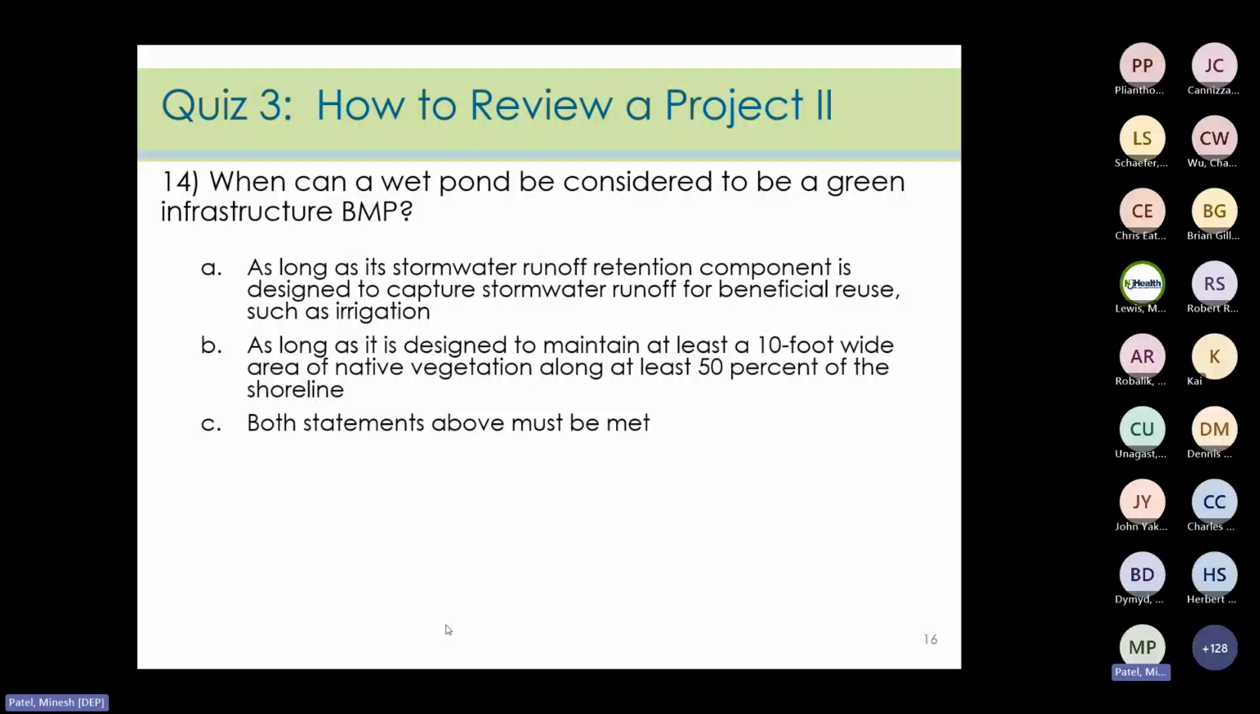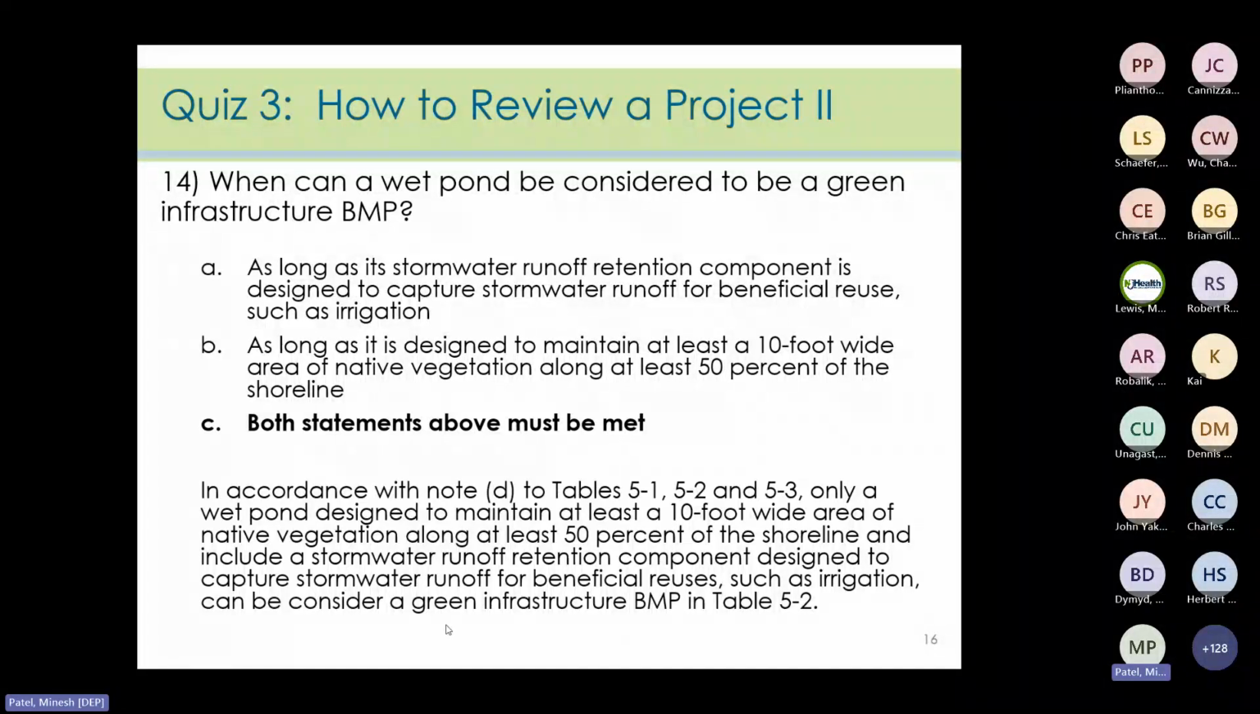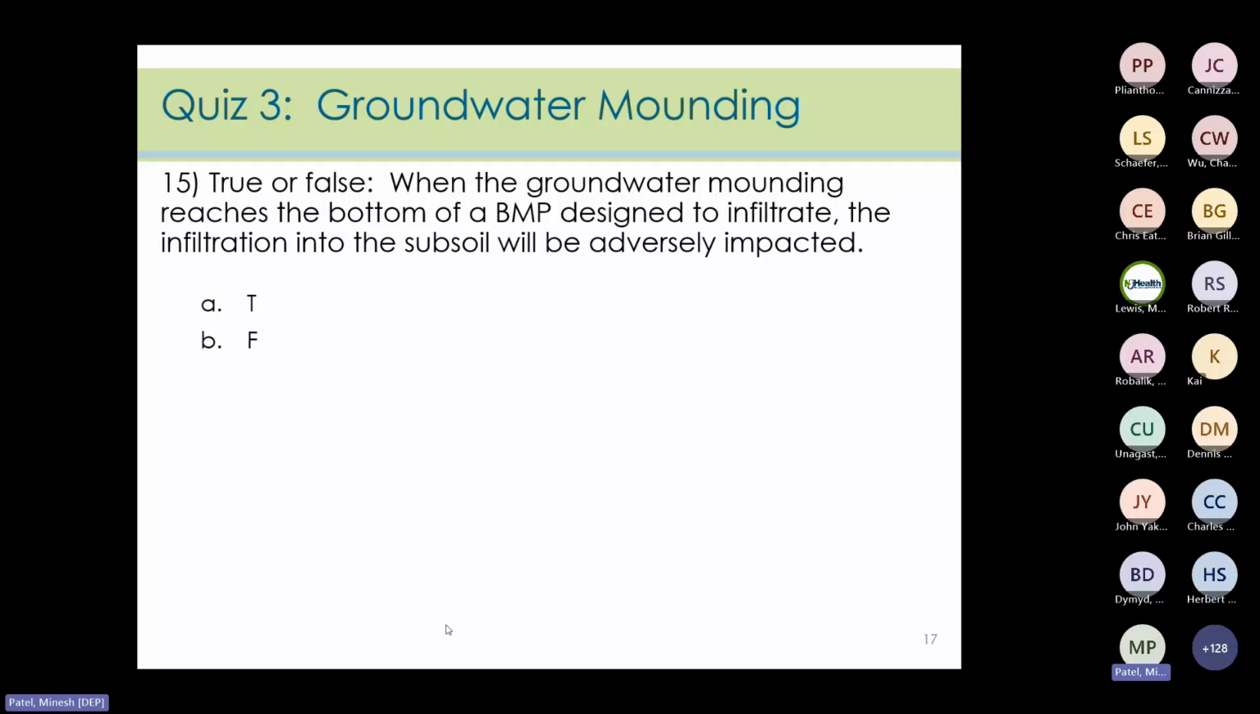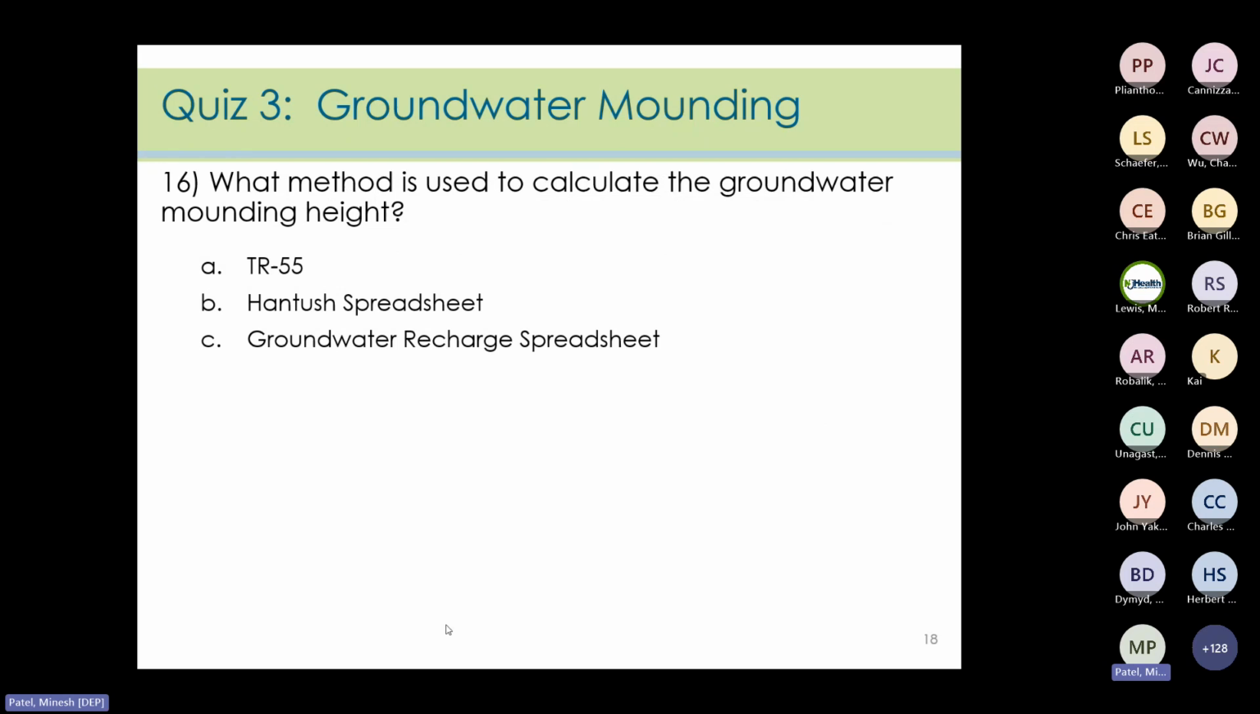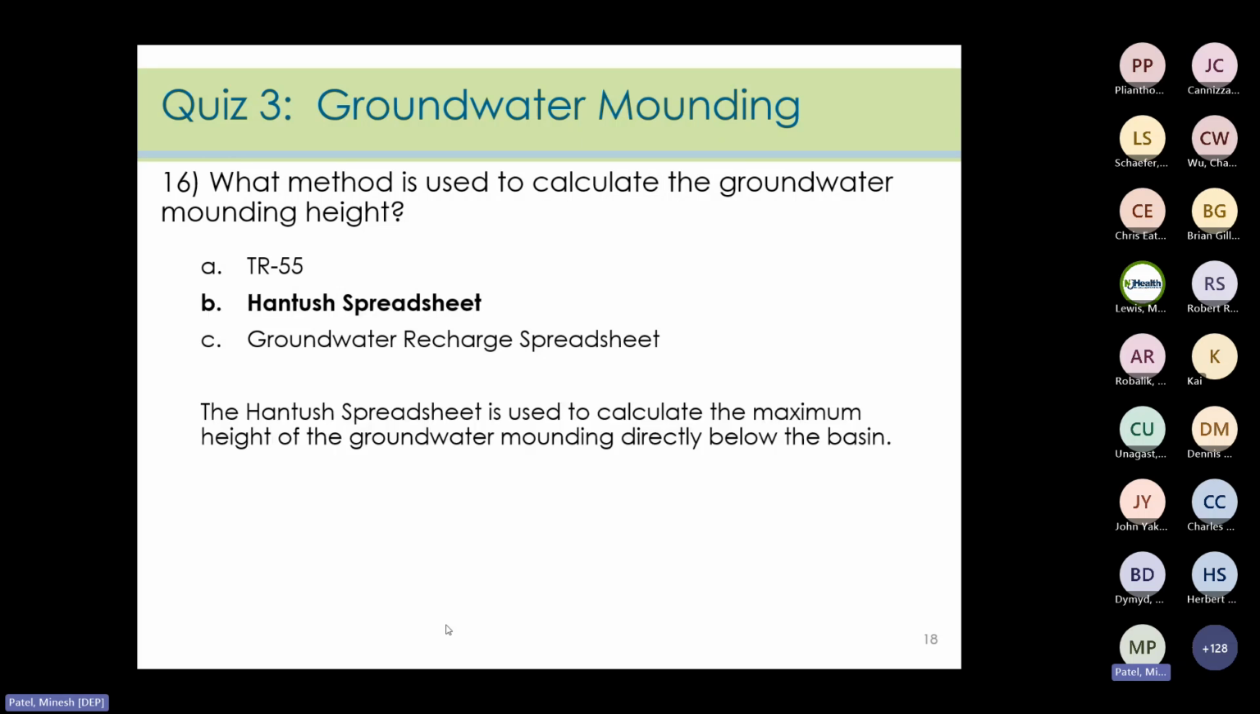Question 14, when can a wet pond be considered to be a green infrastructure BMP? And the answer is B, C, both these statements above must be met. Question 15, true or false? When the groundwater mounding reaches the bottom of a BMP designed to infiltrate, the infiltration into the subsoil would be adversely impacted. And the answer is A, that is a true statement. Question 16, what method is used to calculate the groundwater mounding height? And the answer here is B, the Hantush spreadsheet.